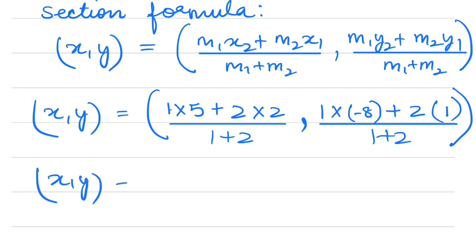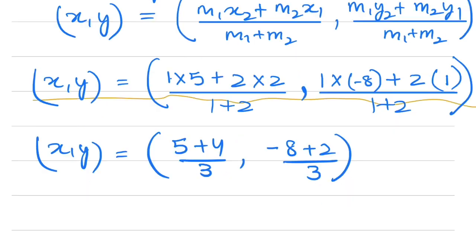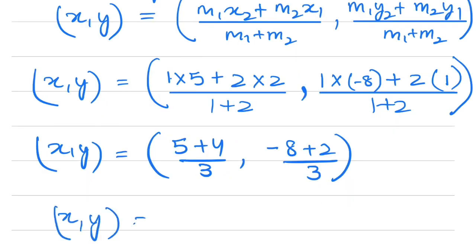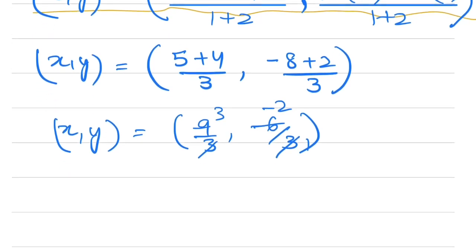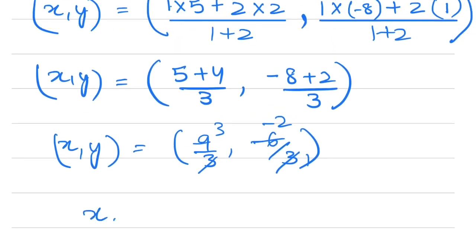x, y is equal to 5 plus 4 by 3, and this becomes minus 8 plus 2 by 3. x, y is equal to 9 by 3 and minus 6 by 3. This gets cancelled by 3 and this is minus 2. So x, y coordinates are 3 and minus 2.